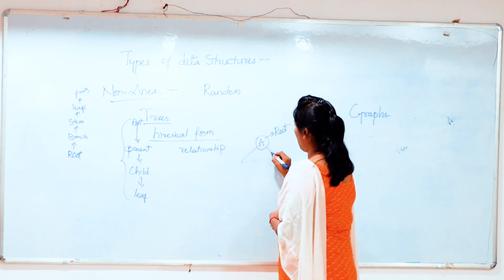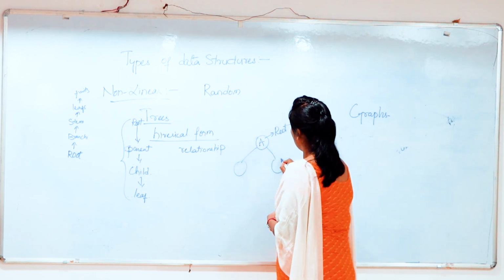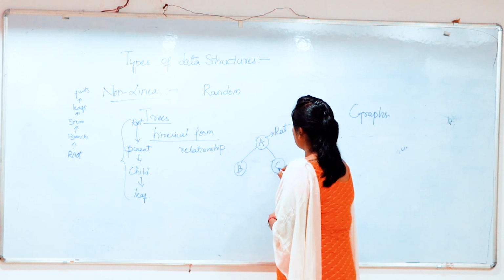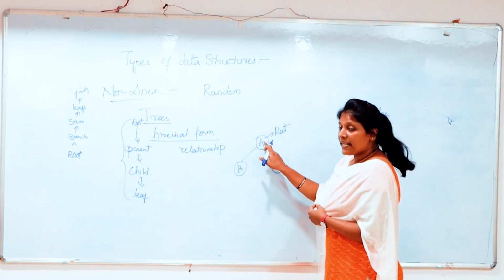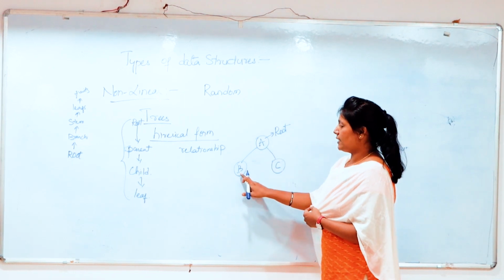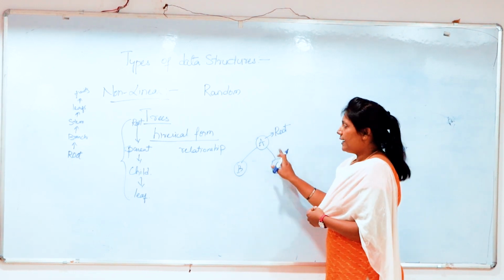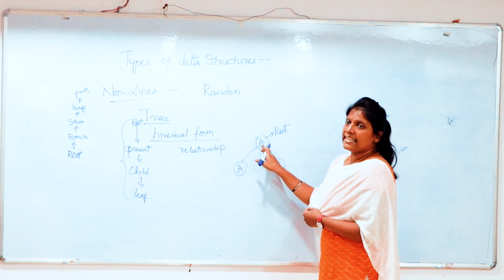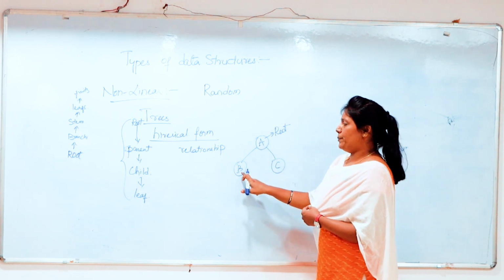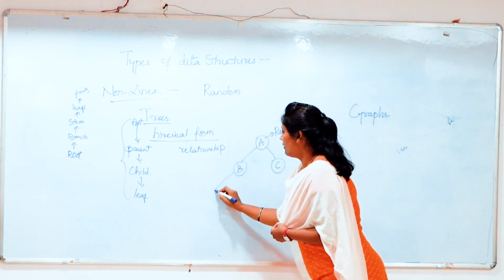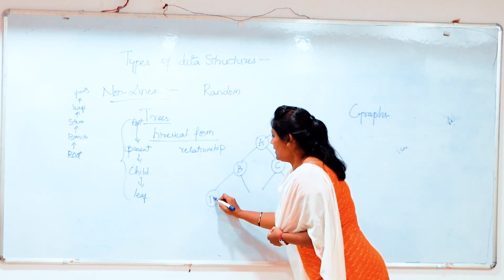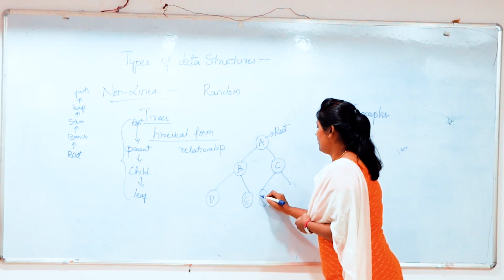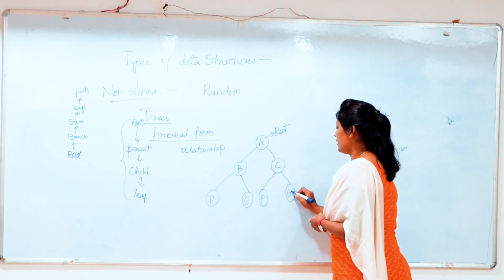Root node and B and C. These B and C are the children of A. A is a parent to B and C. Here A is acting as a root as well as a parent to B and C. Again we have this structure: D, E, F and G.